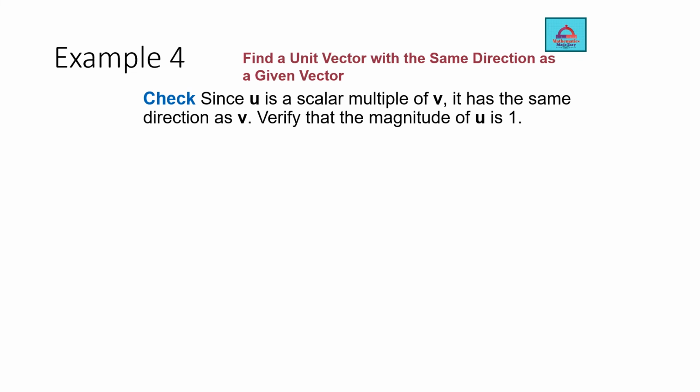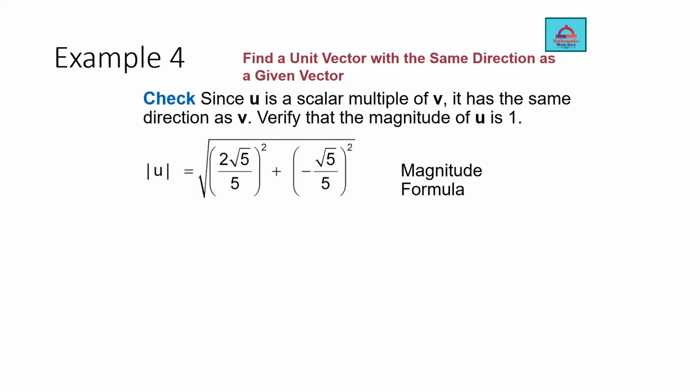After you got your vector, you can check your answer if you have time by checking for the magnitude. Use the magnitude formula. Take the x component square, take the y component square, combine the terms and see. Is it coming as 1? Yes, it is. That means your answer is correct. The unit vector you found is exactly right, and that's how you check your solution.